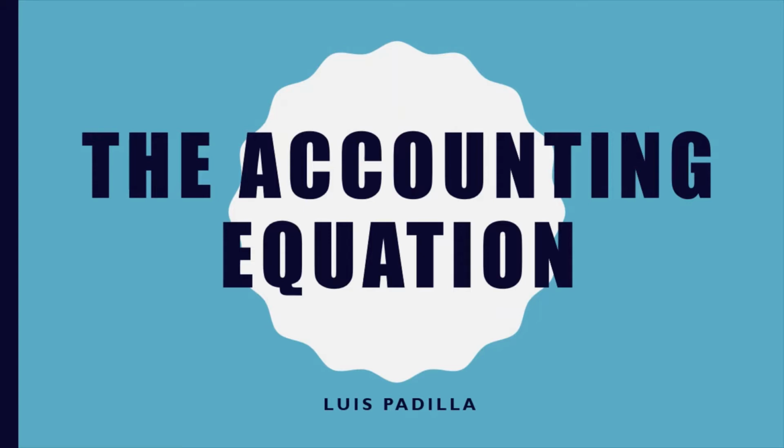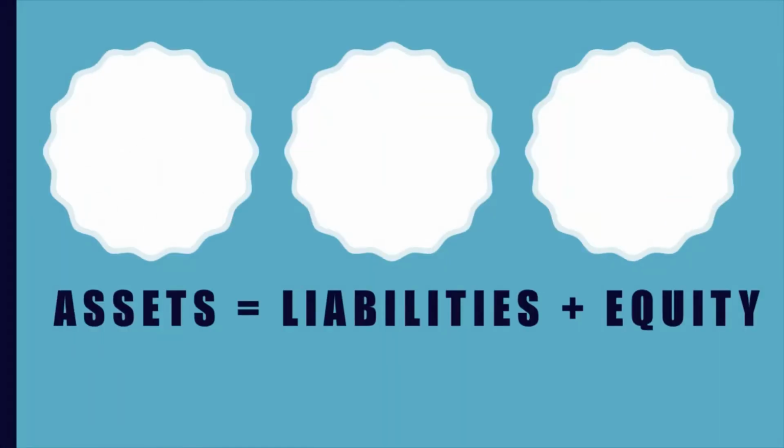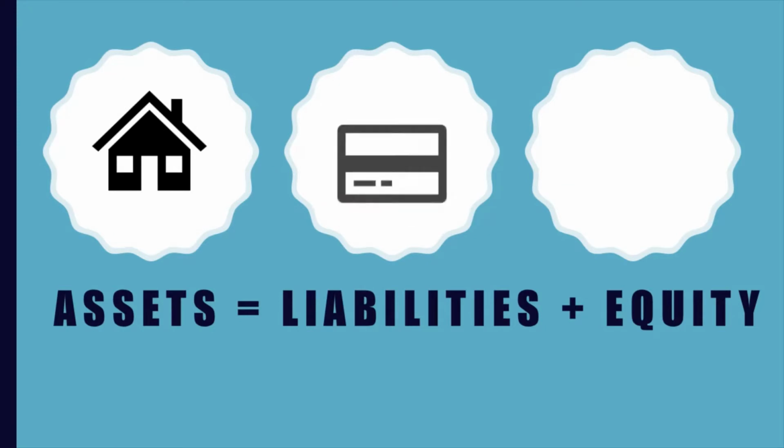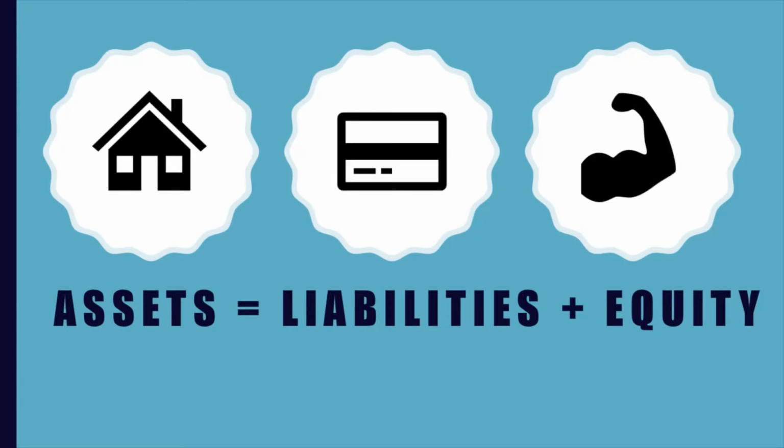This is the equation. Assets equals liabilities plus equity. If you check intermediate accounting books, you're going to find that equity is called owner's equity or stockholder's equity. For now, I'm just going to call it equity. Alright, let's define each component of the equation.